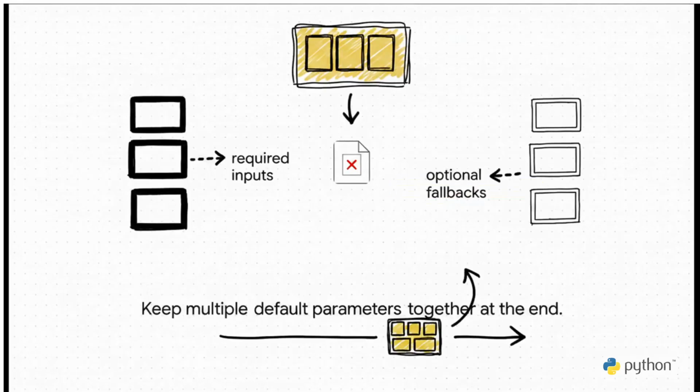Rule number 2, you can totally have multiple default parameters, that's fine, but they have to sit grouped tightly together at the very end of your parameter list. You want to keep your required, non-negotiable inputs up front and push all your optional fallbacks to the back.